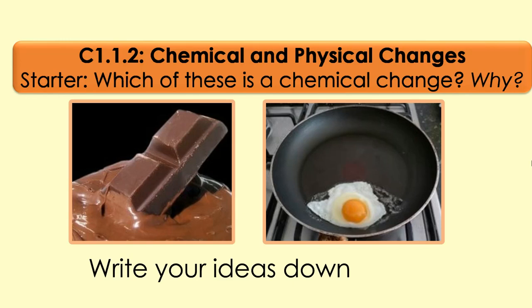Welcome to the video for C1.1.2 where we're going to look at chemical and physical changes. So to start with, I want you to pause the video in a minute and think about which one of these is a chemical change and which is a physical change. So we've got some chocolate melting and we've got an egg cooking. So write your ideas down, pause the video, write your ideas down, and then wait, and this will be discussed on the next few slides.